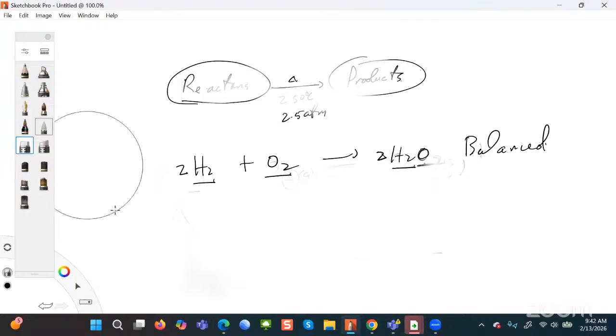In fact, any questions about this? Any questions about this example I did? Any questions?